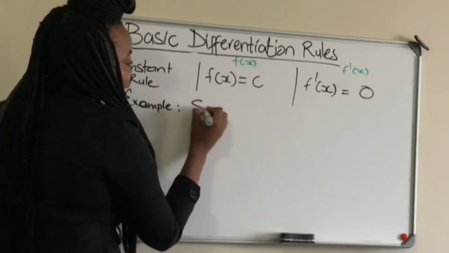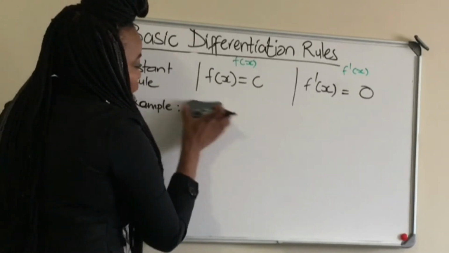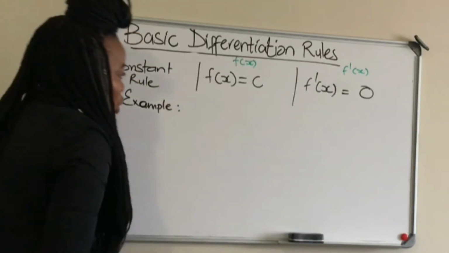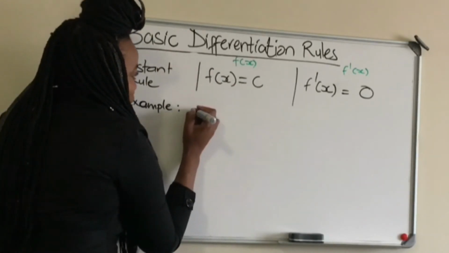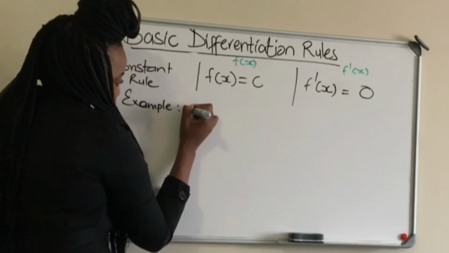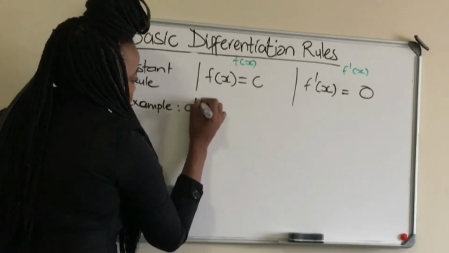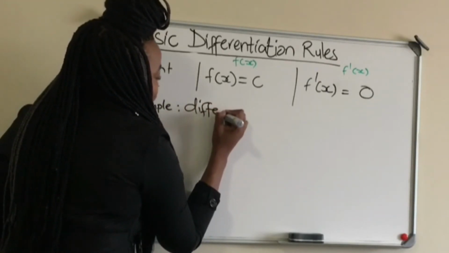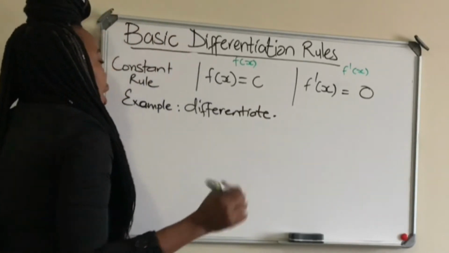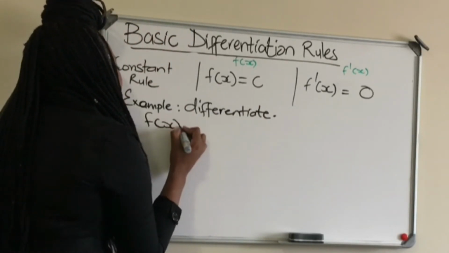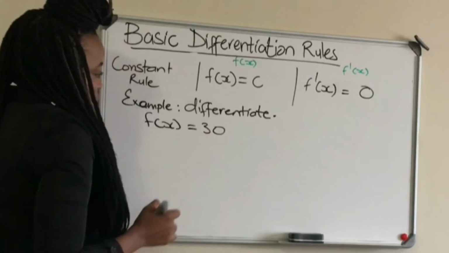Let's say I say differentiate. We're just going to look at one example because it doesn't matter how beautiful or how ugly the constant is. As long as it's a constant, we are going to do the same thing. So I'm going to say differentiate f of x is equal to 30.